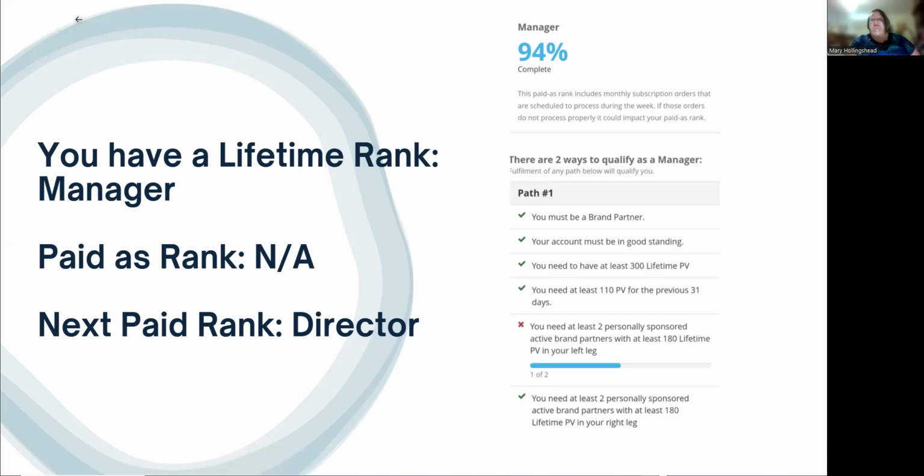So in this case, this person has two choices. They can call that person and find out if they're going to do their monthly subscription, or what do they need to do? They need to find another brand partner and put them on their left leg so that that brand partner activates them back to being a manager and they can get paid as a manager.